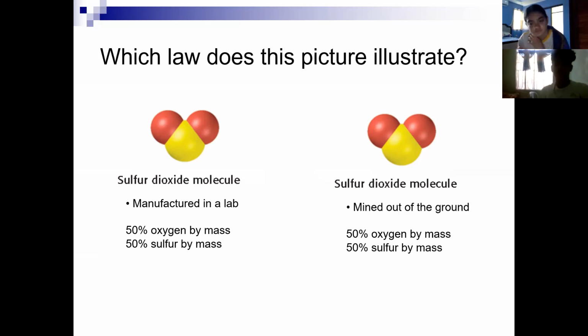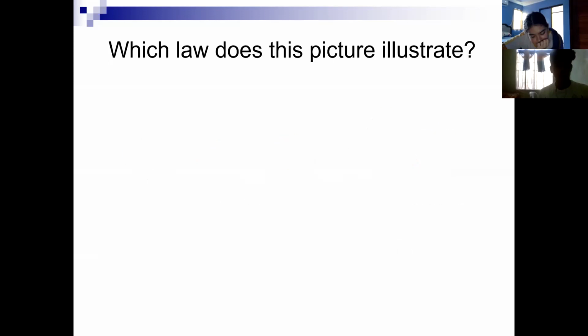Even if they don't have the same mass, and even if they don't have the same place where they are found, still the proportion of oxygen and sulfur is definite at 50-50. Thus, this is considered to be under the law of definite proportion. Let's go back to the picture a while ago.